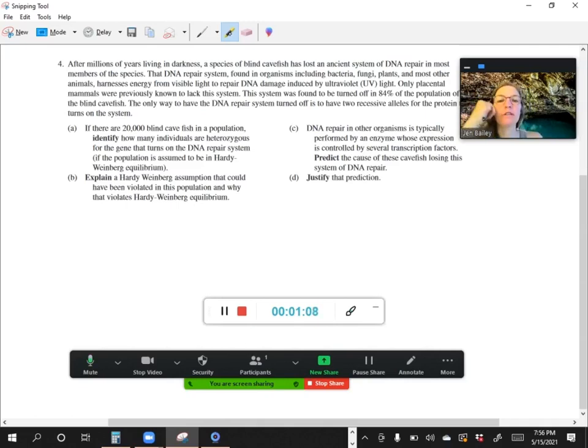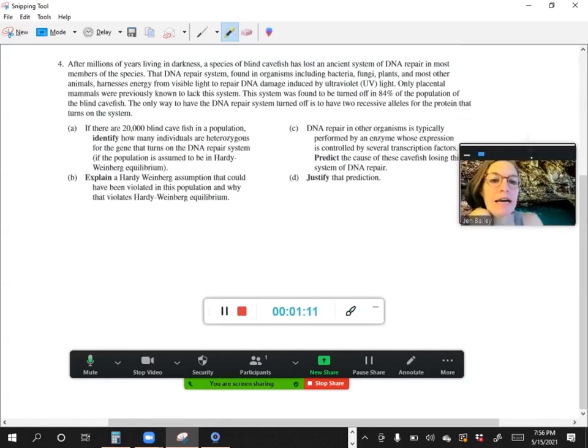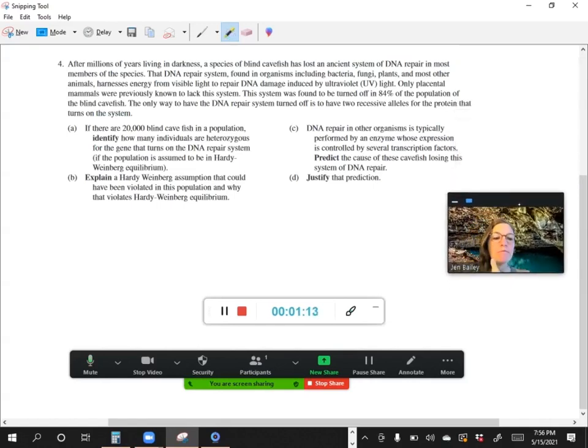After millions of years living in darkness, a species of blind cavefish has lost an ancient system of DNA repair in most members of the species. Okay, changes over time. That DNA repair system found in organisms including bacteria, fungi, plants, and most other animals harnesses energy from visible light to repair DNA damage induced by ultraviolet light. Okay, let's stop right there because these are blind cavefish we're talking about, right? Are they getting a lot of exposure to visible light or ultraviolet light? No, because they are blind cavefish living in a cave where no sunlight gets to. Okay, just something to keep in mind as you keep reading.